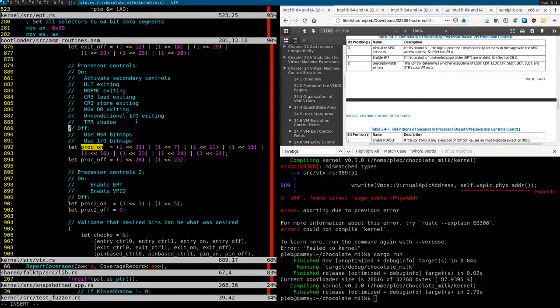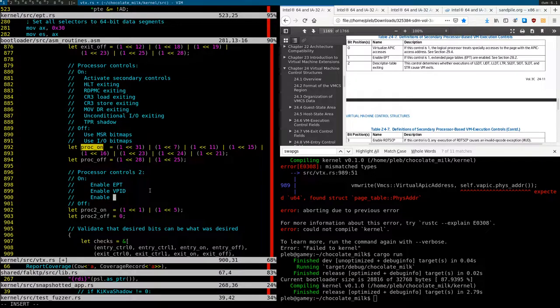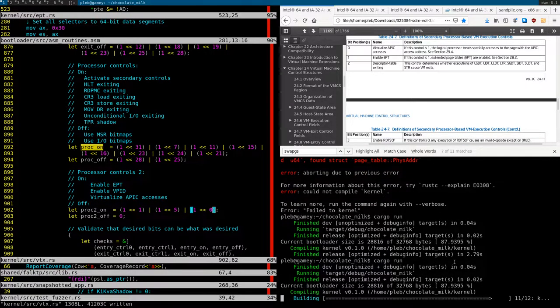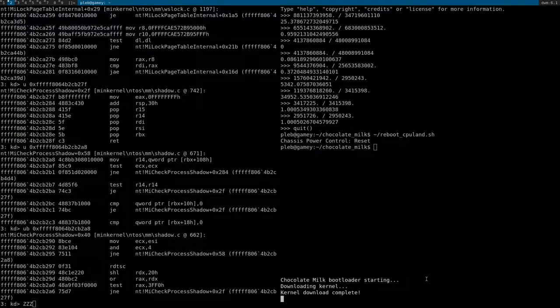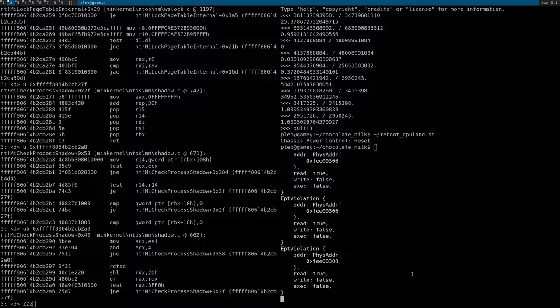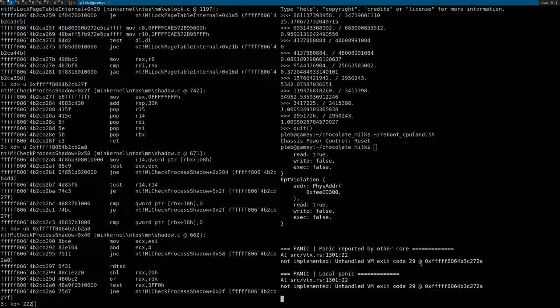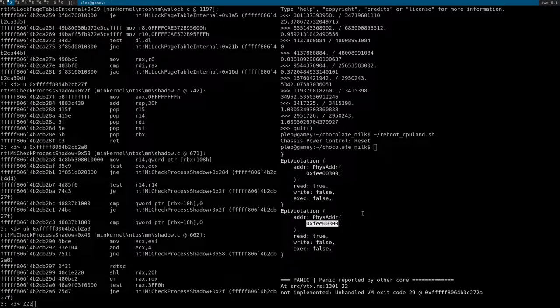This is on secondary. Enable virtualize APIC accesses. Okay. I don't know what all that enables right away, but we have the TPR shadow, which is fine at 0, and unhandled exit code 29. Oh, we're hitting EPT violations there.